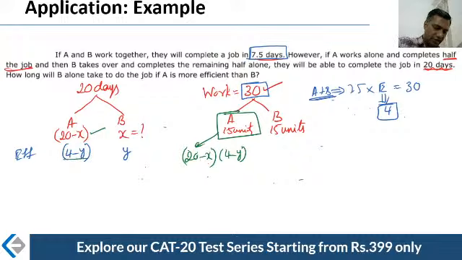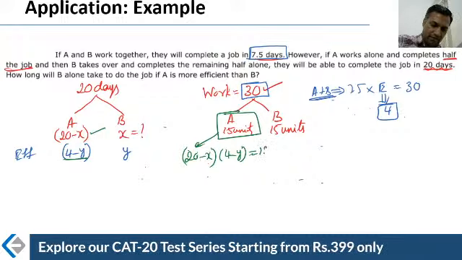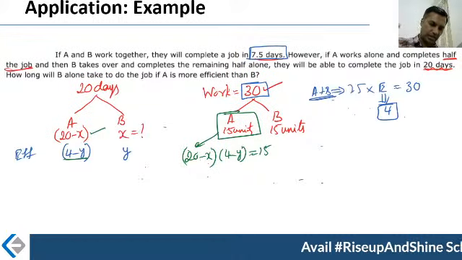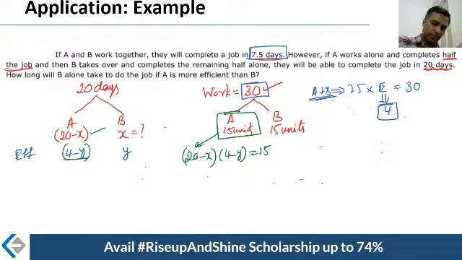At the rate, this is the rate efficiency. So how many units has he done? 15 units he has done. First equation: 15 units he has done. Write the second equation similarly for B also. You write the same 15 units. How did B do this?